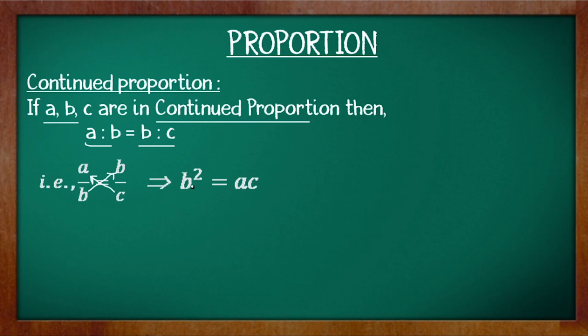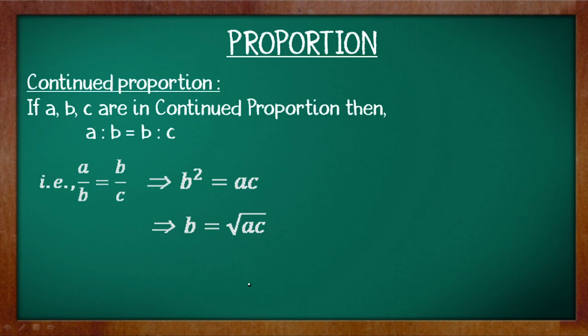After square rooting both the sides, we get b is equal to the square root of ac. This is how the mean proportional, that is b, is the mean proportion. The mean proportion is related with the first and the third proportional. This is how they are related. So these are the few things that you need to know in proportion.